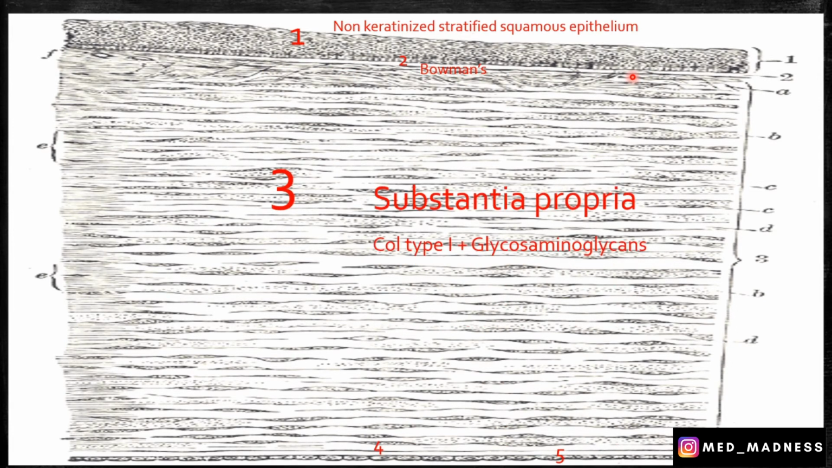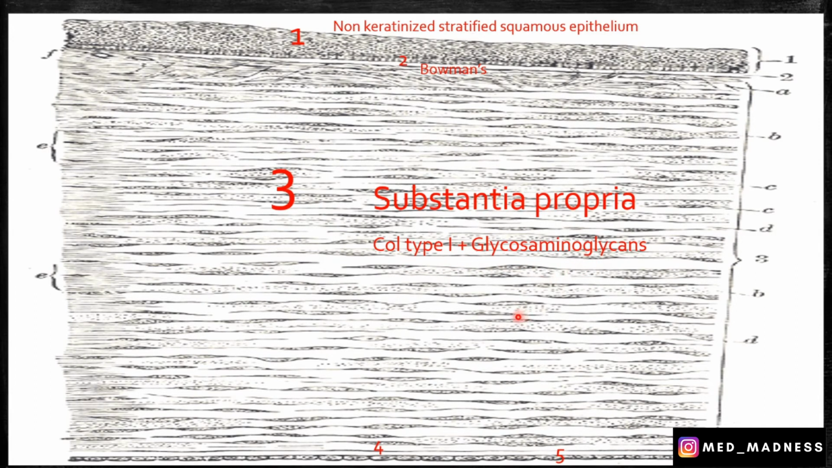And number 3 is substantia propria, or we can call it as corneal stroma. This forms the major thickness of the cornea, and this stroma contains collagen fibers. What is the type of collagen? It is collagen type 1. And this type 1 collagen is embedded in gel-like matrix which is called glycosaminoglycans.